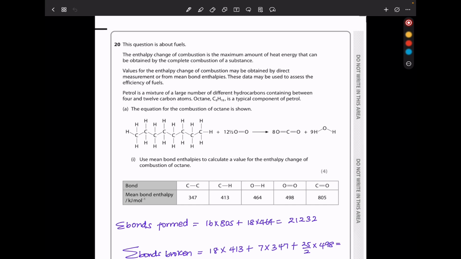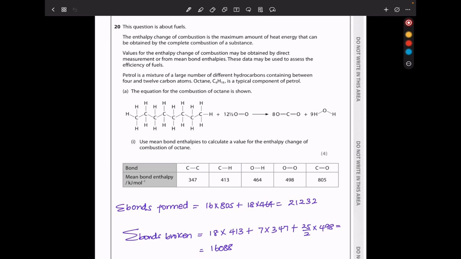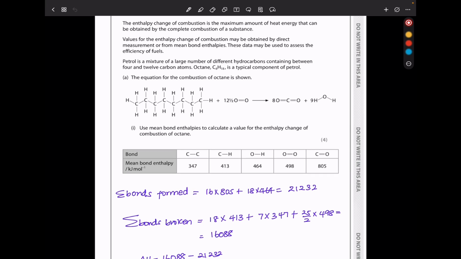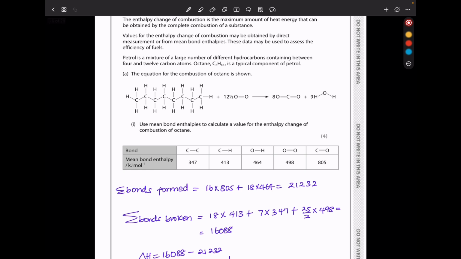In question 20, this question is about fuels. The enthalpy change of combustion is the maximum amount of heat energy that can be obtained by the complete combustion of a substance. Values of the enthalpy change of combustion may be obtained by direct measurement or from mean bond enthalpies. This data may be used to assess the efficiency of fuels. Petrol is a mixture of a large number of different hydrocarbons containing between 4 and 12 carbon atoms. Octane is a typical component of petrol.